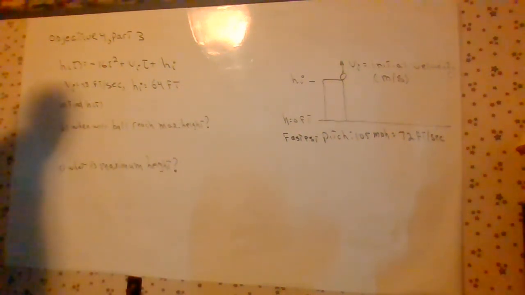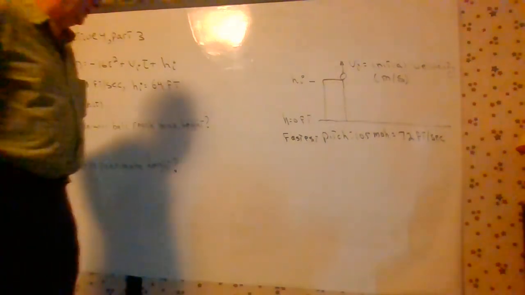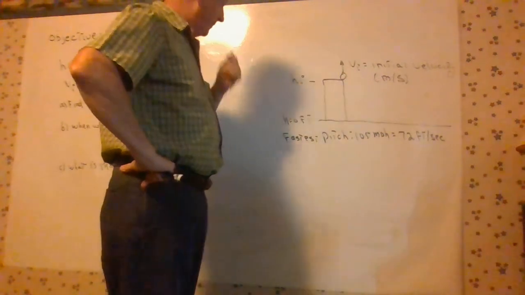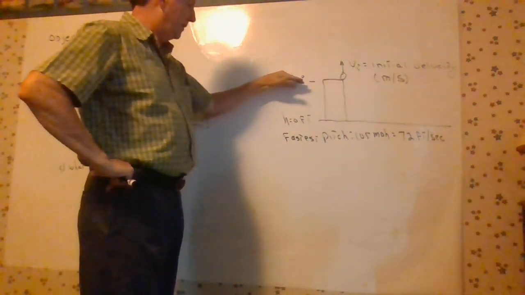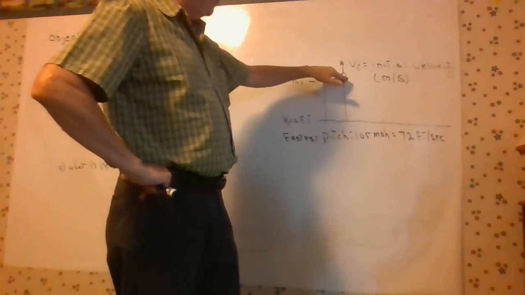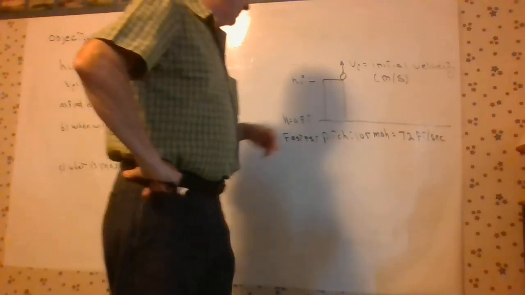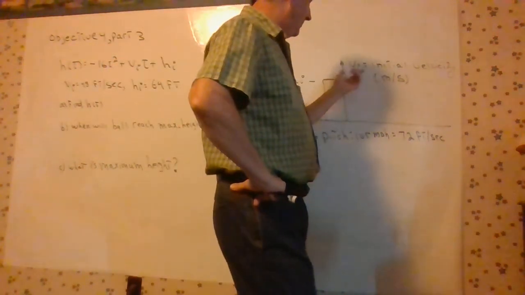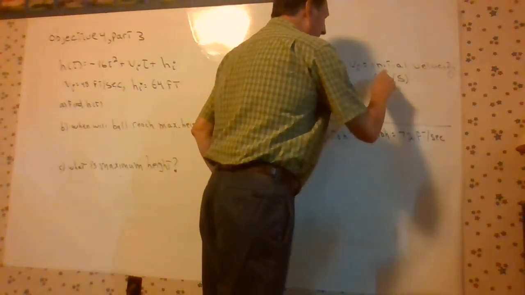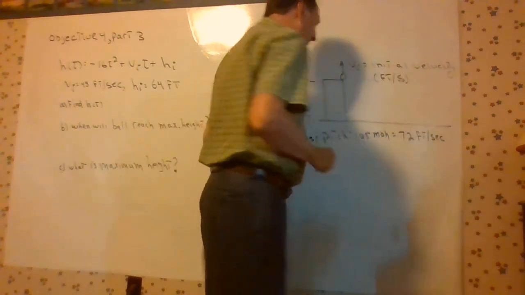Objective 4, Part 3. The first problem we're going to look at is a very simple physics problem where ground level is h equals 0, and we'll have some initial height, what we'll call hi, and somebody's standing on this building. They're going to throw a baseball up in the air with an initial velocity vi, and it's going to be in, I said meters per second. It's going to be in feet per second.